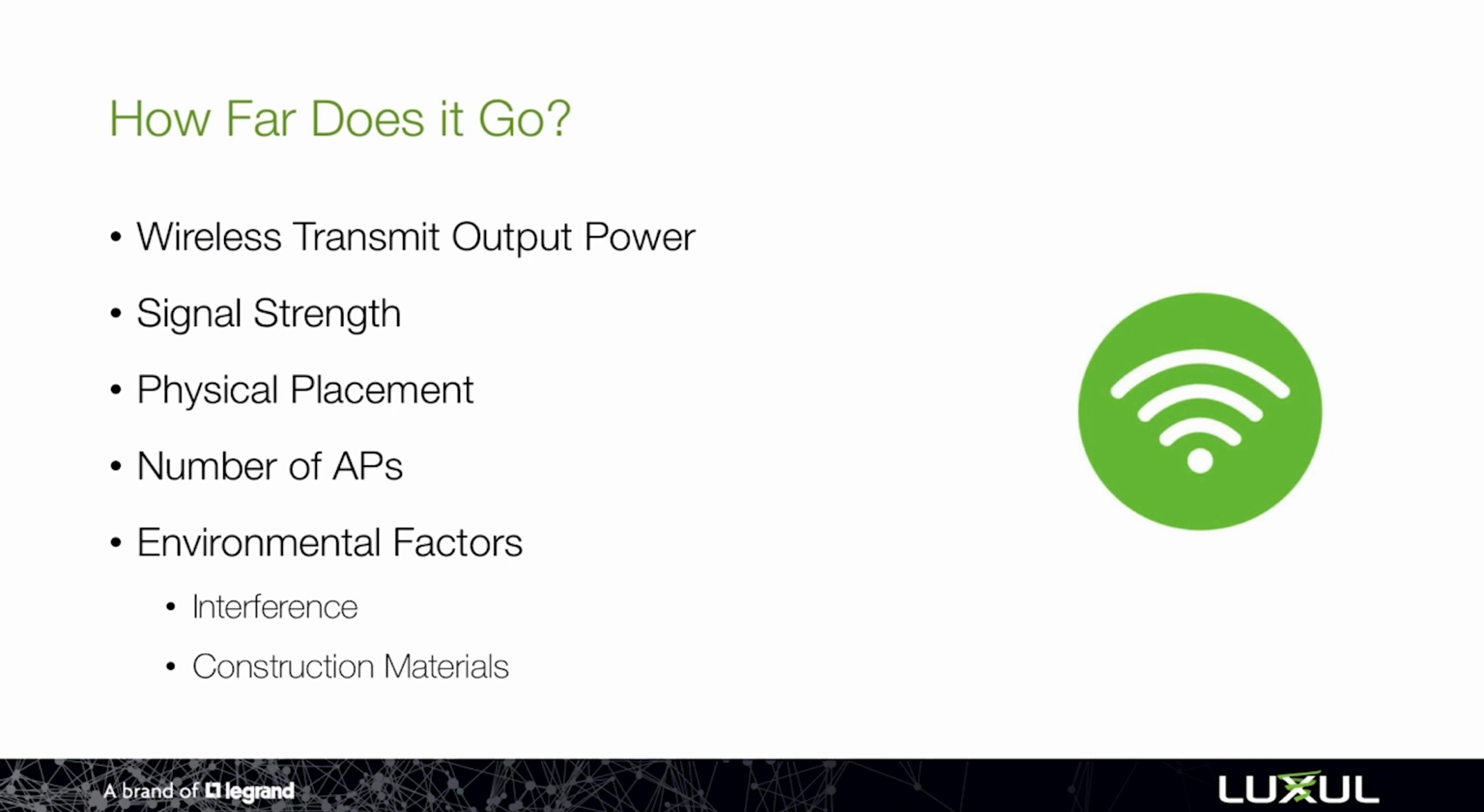The things that are inside of your control are the top 4 things on this list: the transmit output power, the signal strength, the physical placement, and the number of access points are all within your control. The one part that is not in your control is the environmental factor, which is what makes Wi-Fi different in every location. This can be due to different types of construction materials or RF or other radio frequency interference.